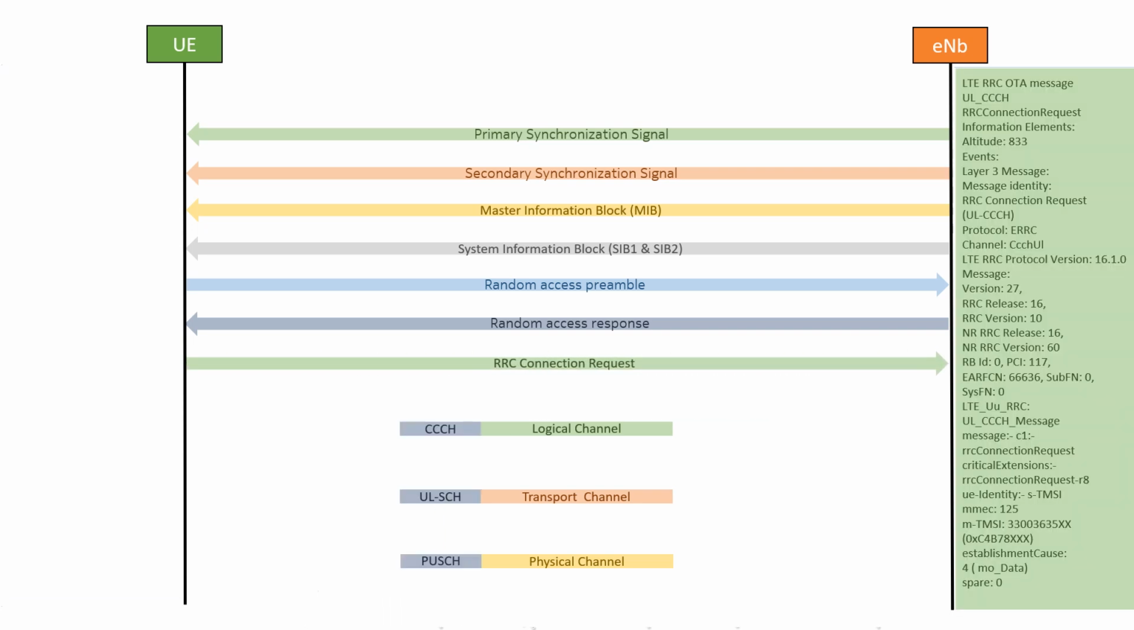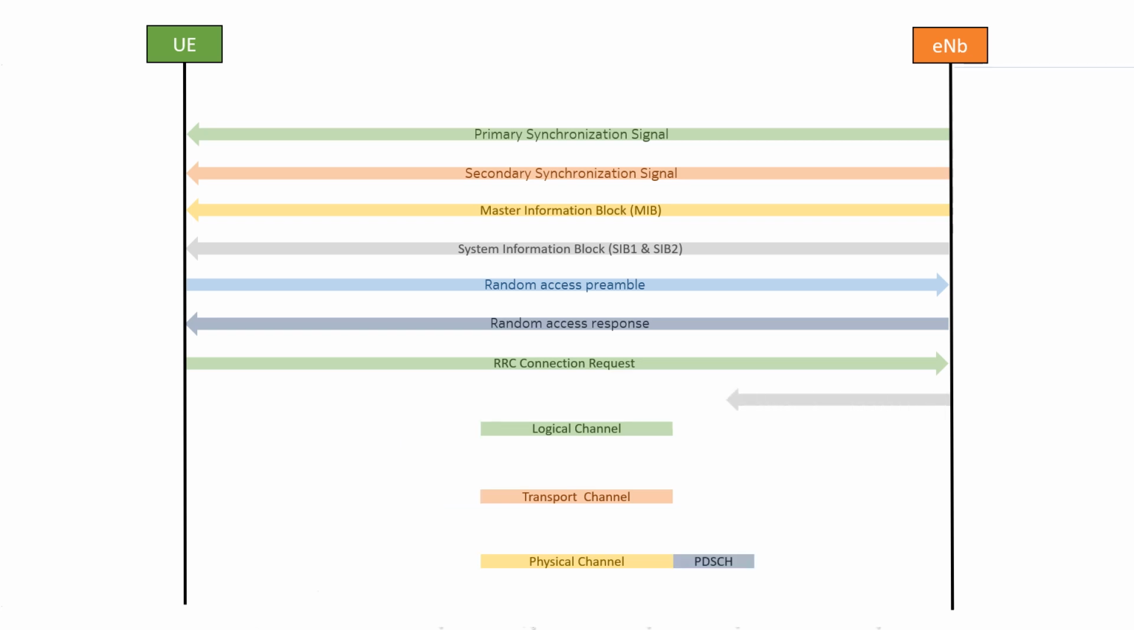Step 3, RRC connection request. The UE transmits a message using the physical uplink shared channel. The message contains information about the UE's identity and capabilities, as well as the type of establishment cause for the RRC connection request.